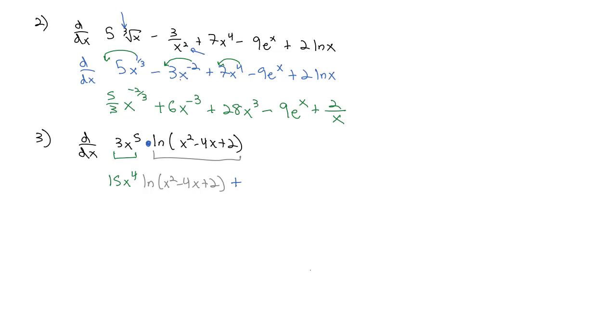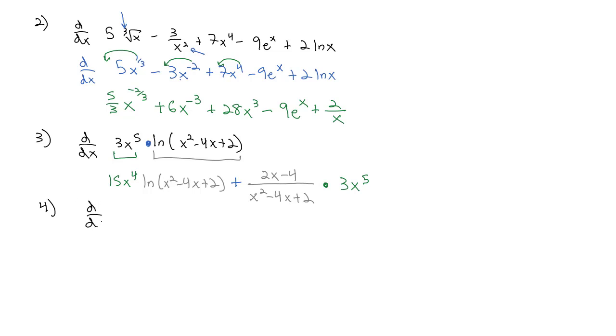Then we need to add, and now we take the derivative of the second part. The derivative of natural log is 1 over the stuff, so x squared minus 4x plus 2. And in the numerator, we put the derivative of that stuff. The derivative of that stuff is 2x minus 4. Then we go back and multiply by the first bit, which is the 3x to the 5th. That's the product rule. Derivative of the first times the second, plus the derivative of the second times the first.